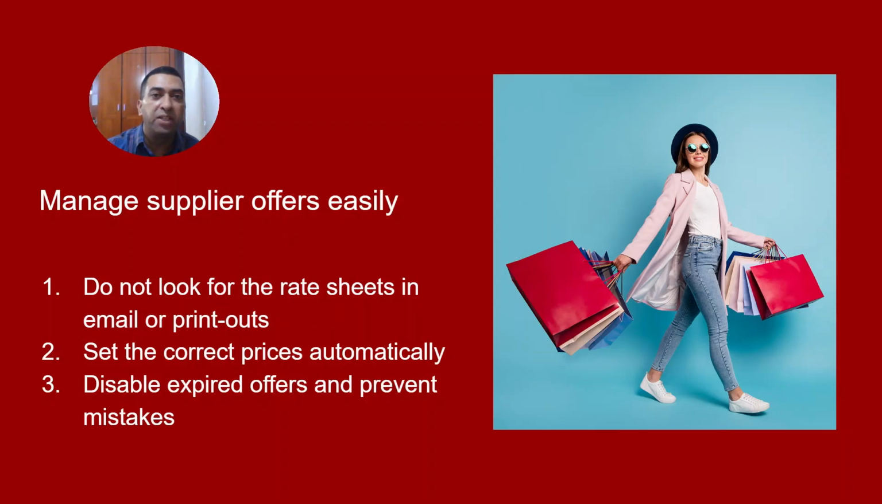So with OpteriX on your side, do not look for rate sheets in your emails or in printouts. Select the correct prices by simply entering the correct offer number. The prices will be set automatically. When the offered rates expire, such as if you get better rates or if the supplier is not offering those rates anymore, just block those codes by marking them as expired so that no one can use them by mistake and you save yourself some time.